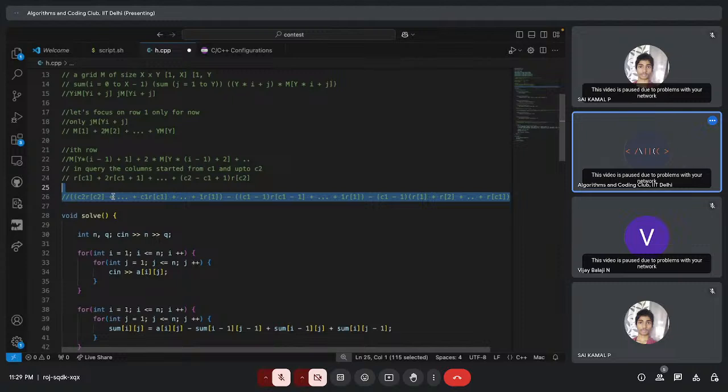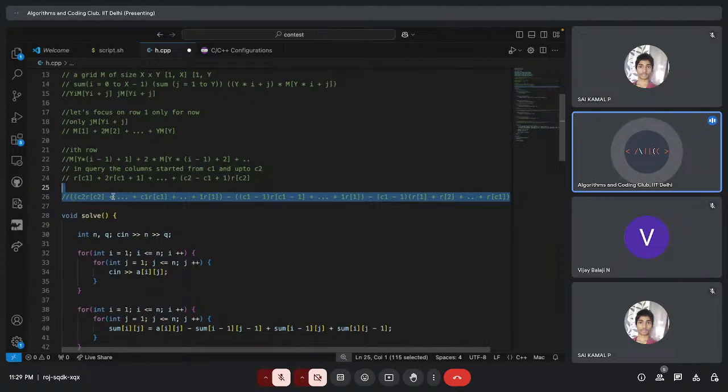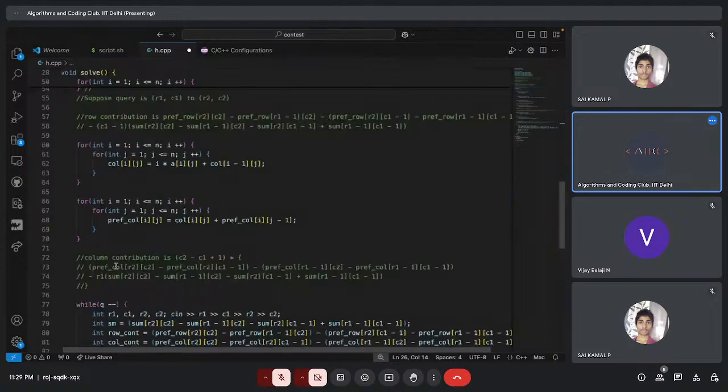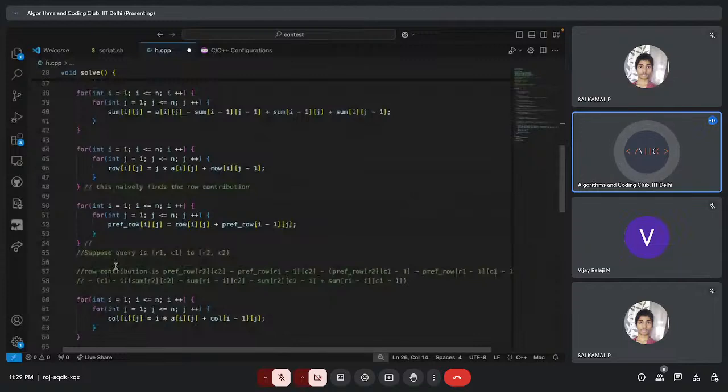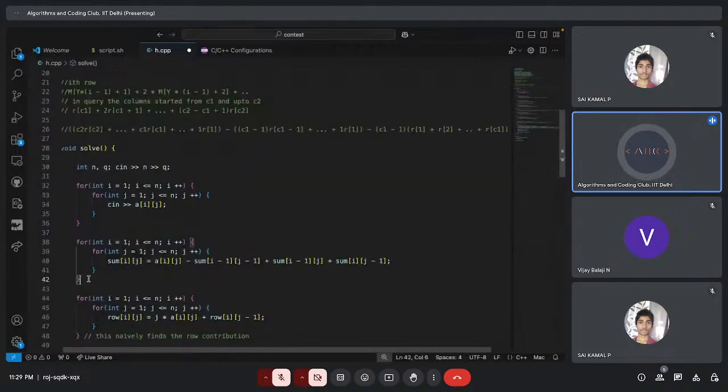And finally, after having found pref col and pref row, we also need the sum of the grid. If we find the expression of what the entire thing would come out to be, it also needs the sum of the subgrid. So to find the sum, we can just perform a simple DP. Sum of ij is aij minus sum i, j minus 1 plus sum i minus 1, j plus sum i, j minus 1. So basically, sum ij is the sum of all axy's, where x is between 1 and i and y is between 1 and j.